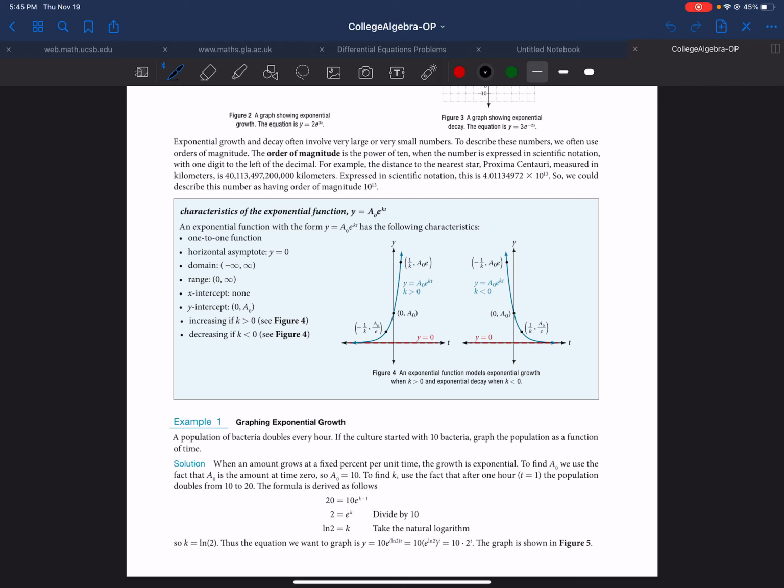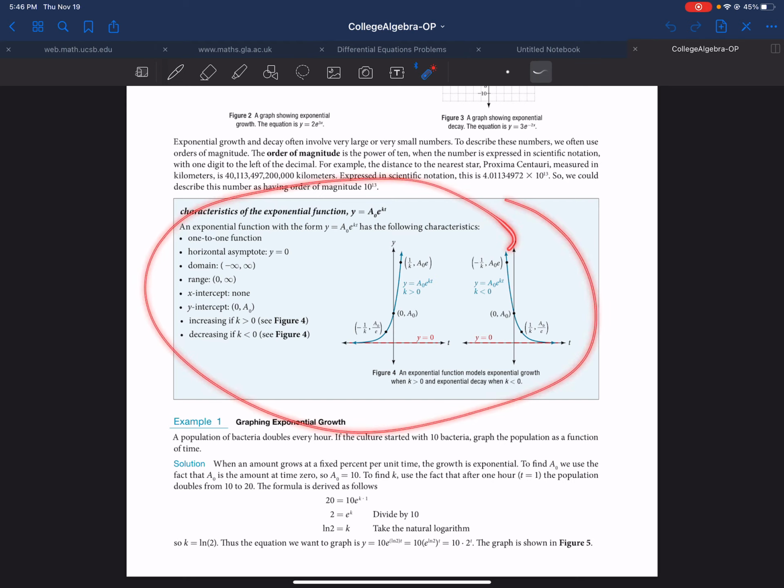Hey guys, here is our lesson on the applications of exponentials and logs. And I'm in our textbook because I just want to show you a few places that are going to play an important role to you. So the first one is this graph right in here, in this box.